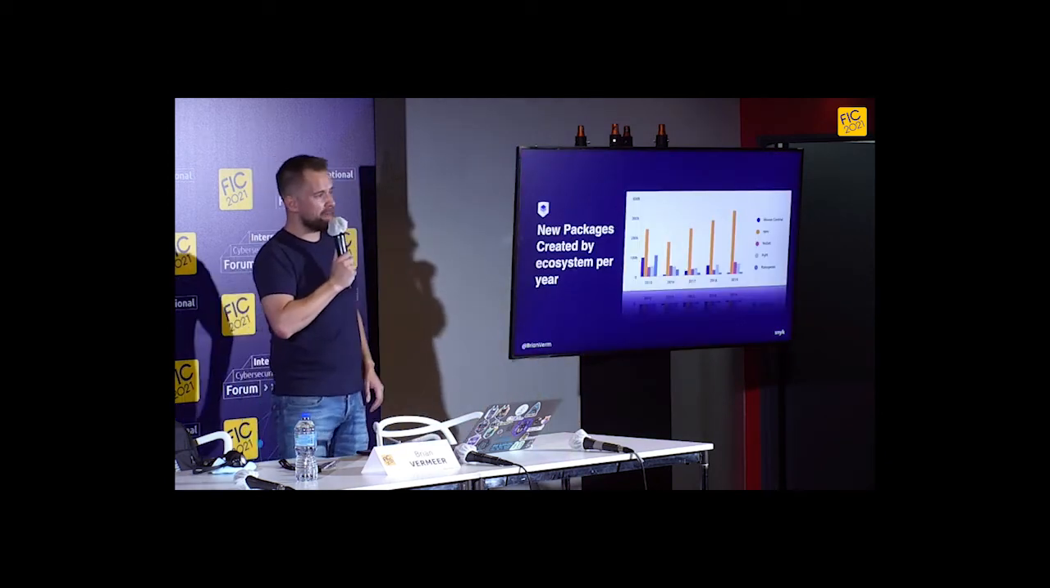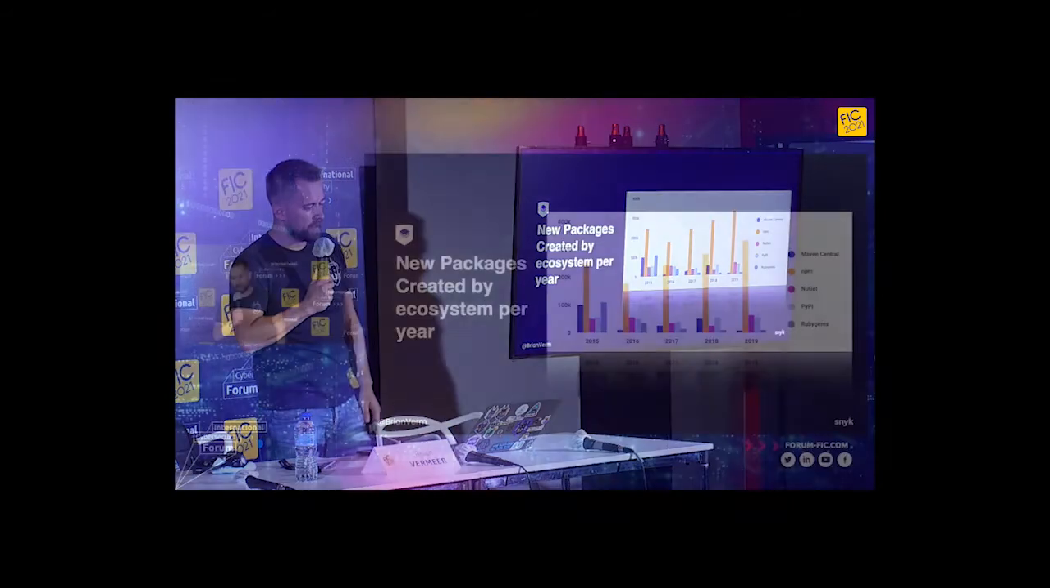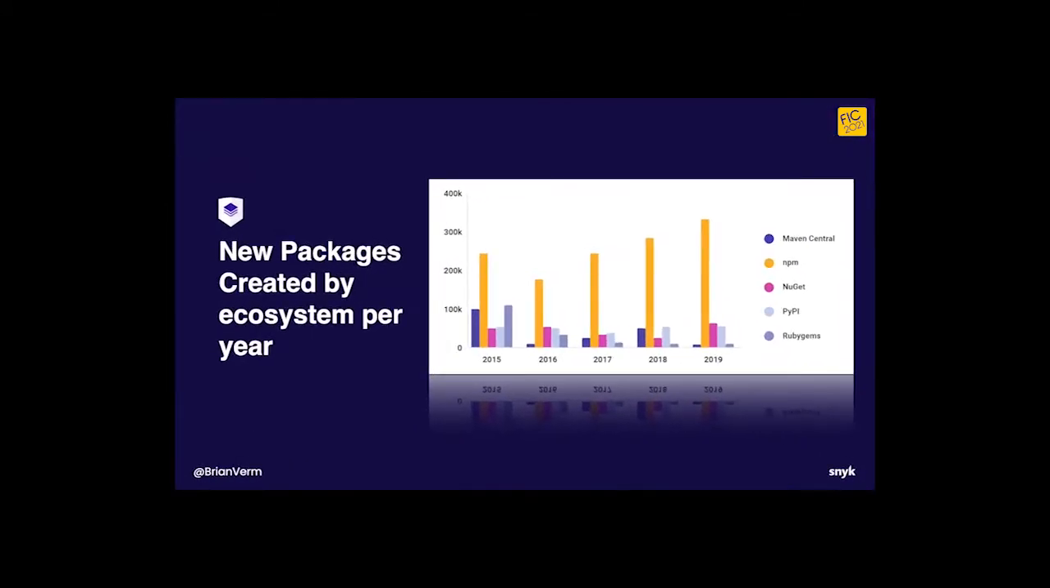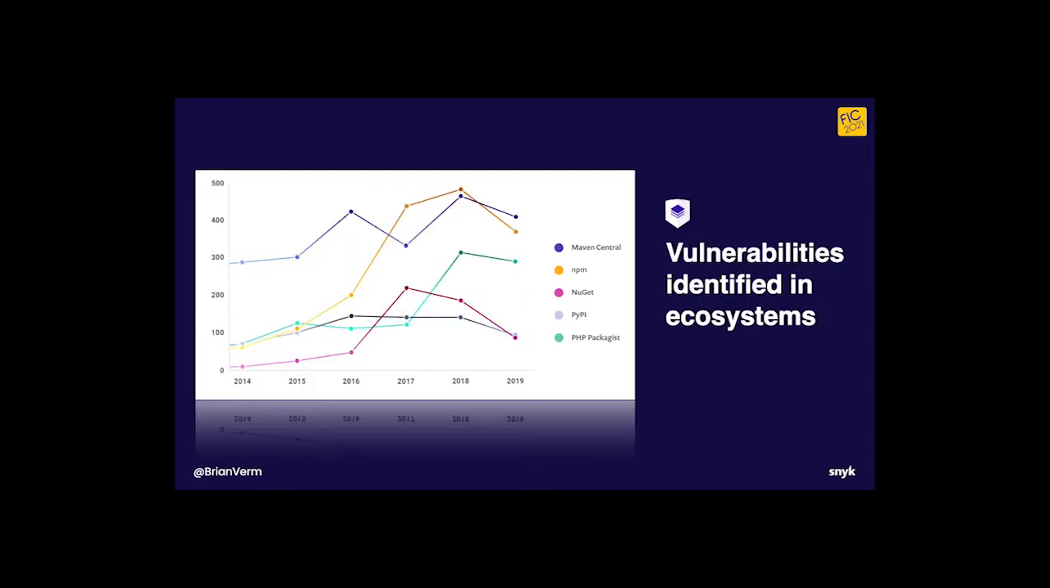New packages created by ecosystem per year. We see that the yellow line is NPM. They are the clear winner. In 2019, over 1 million packages. They created, in total, over 1 million packages. So if you look for a package, you will find a dozen of them. Which one to pick? Because every year, new vulnerabilities get identified in your open source, in every single ecosystem, on top of what was already there.